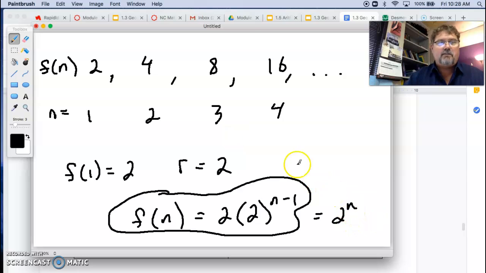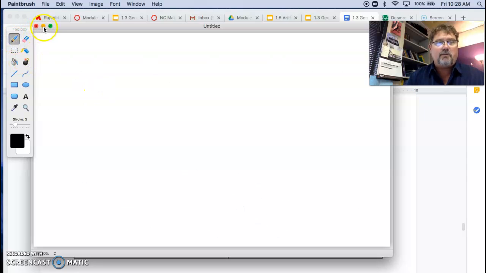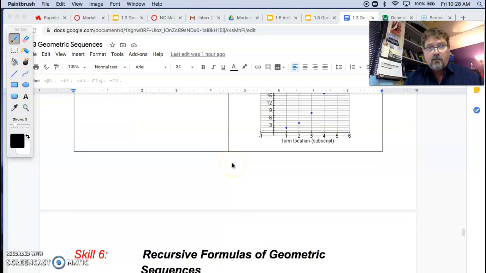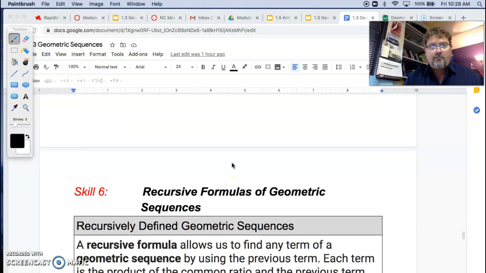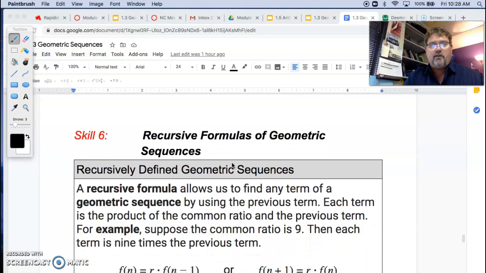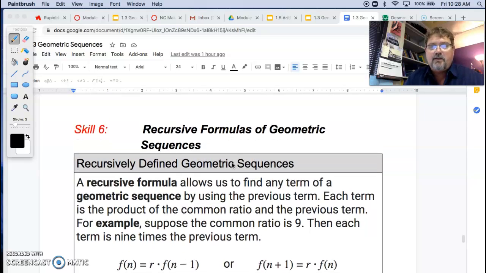All right, so that's finding a sequence from a table and finding a geometric sequence from a graph. All right, so I'm going to talk in the next video about recursively defined sequences or geometric sequences. So I'm going to stop this video right here, and I'll get back to you in the next one.